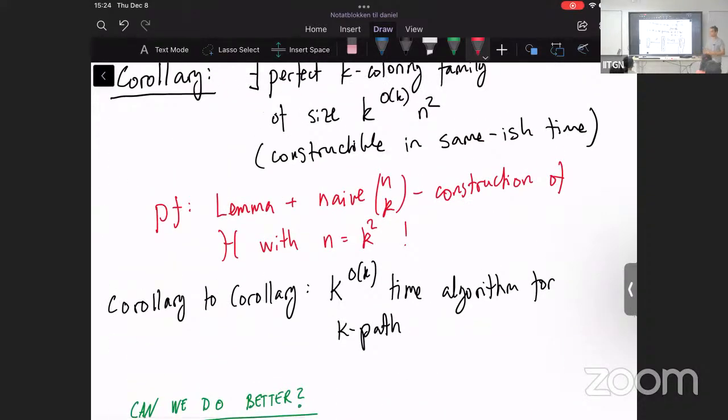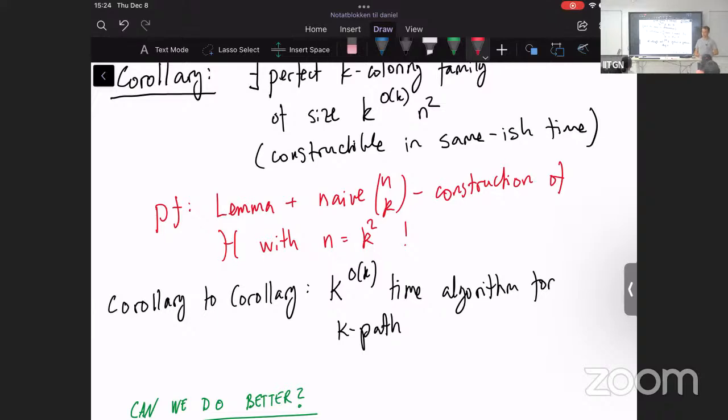And as a corollary to the corollary, of course, we get the k to the k time algorithm for k-paths, because you can now go over all of the colorings in this family that we just made, and every path, if it exists, will be multicolored at some point. Run the 2 to the k algorithm to recognize the path, and you find it. Okay.